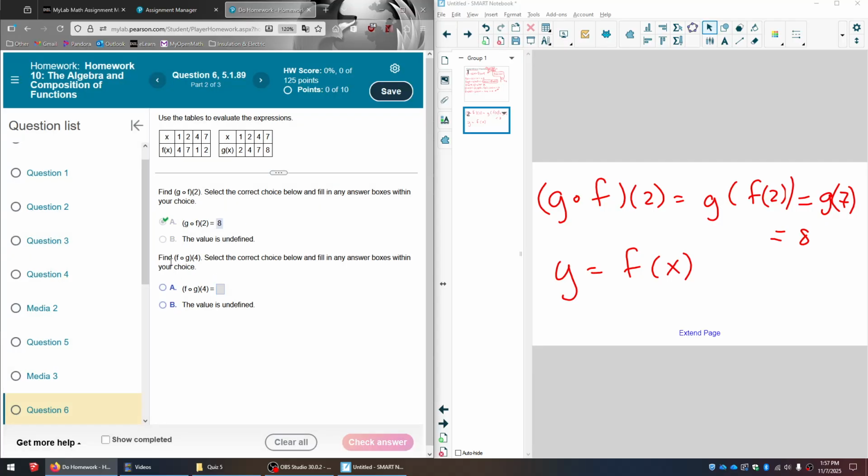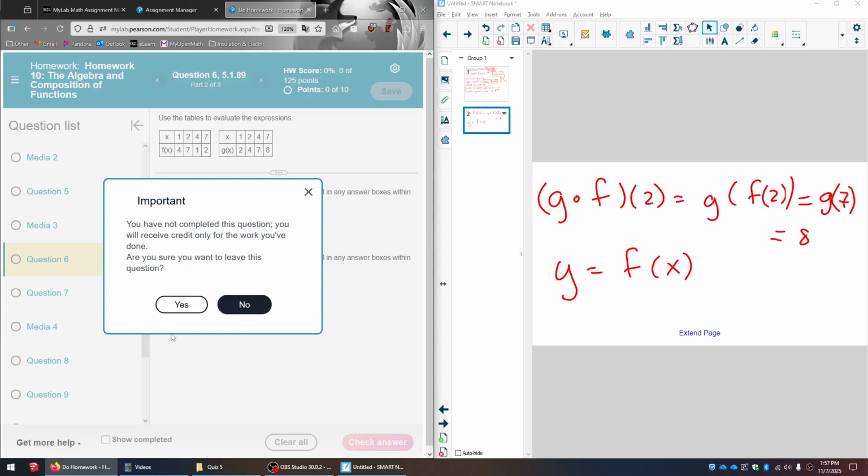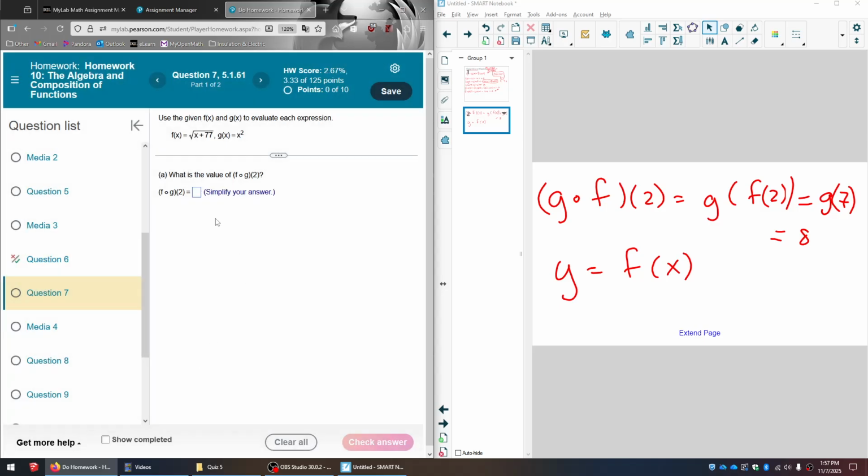And then it's going to have me do it the other direction. This is the same process going the other direction, so I'm going to let you do that one. So you will see a problem like this. Keep that in mind. Question number 7. Okay, use the given functions f and g to evaluate each expression. We've done a problem like this already. It is just different formulas.